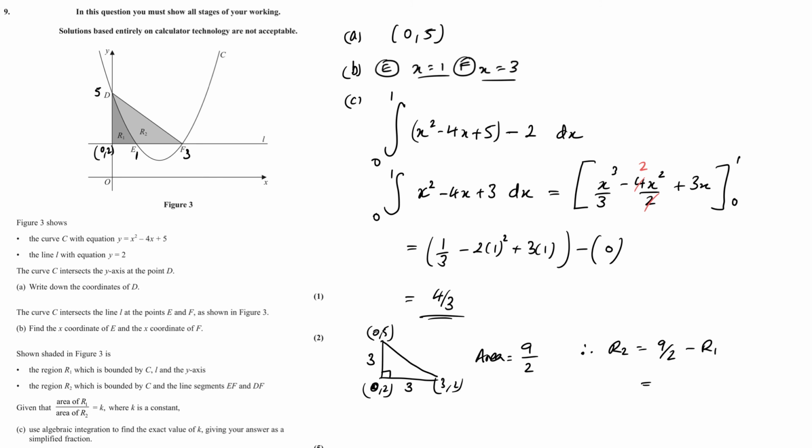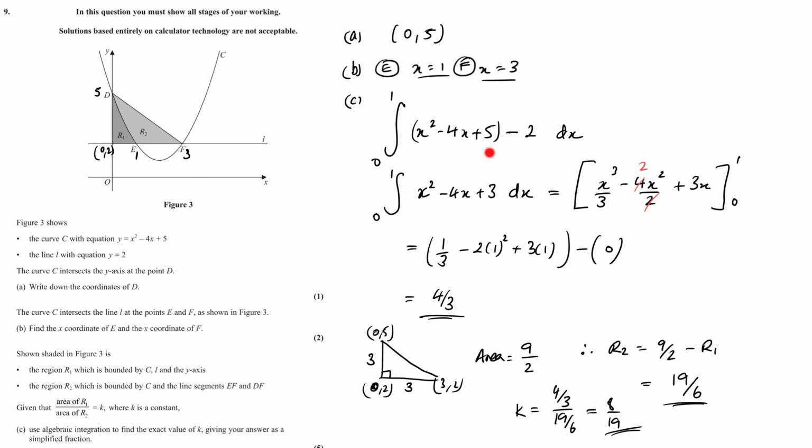So 9/2 minus R1, and that gives me 19/6. And then I could go ahead and work out what K is. So K is R1 over R2, so 4/3 over 19/6, which is 8/19. Now, the only problem is it does say using algebraic integration.